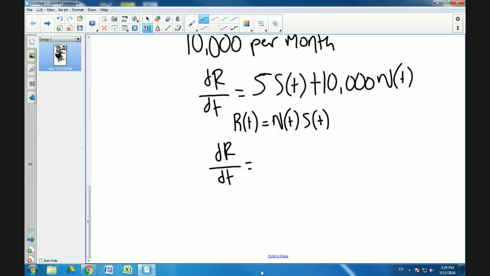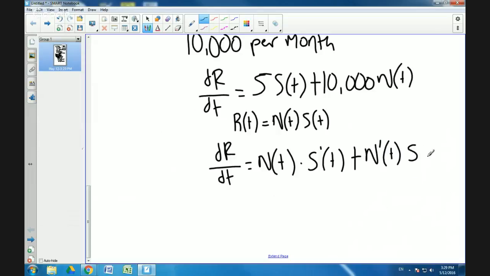and if you remember our rule, we will do copy first, which will be N of T, times derivative second, so that's S prime of T, plus derivative first times copy second. So now we have our derivative, and now we plug in numbers.